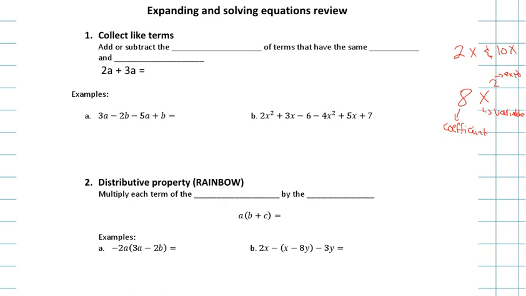Now, when you're adding terms, they have to be like terms to be able to add them. Okay? You can't add apples and oranges. They have to both be apples. Okay? And when you're adding them, so let's say I'm adding 2x plus 10x, what would I get? 12x. So you're adding your coefficients together, leaving the variable the same. Okay? So let's write this down. Add or subtract the coefficient of terms that have the same variable and exponent.